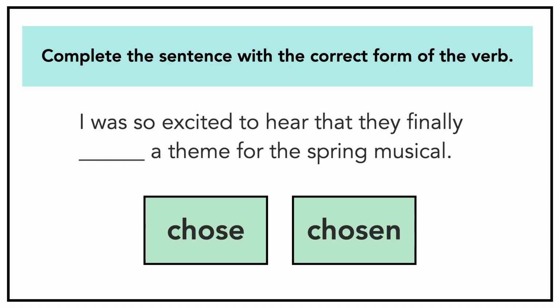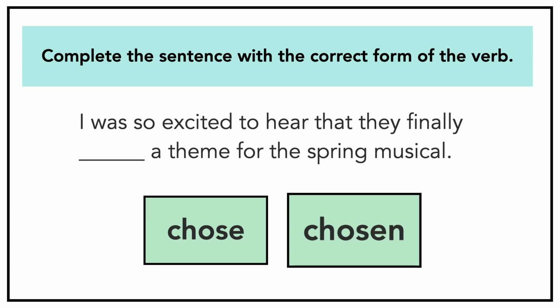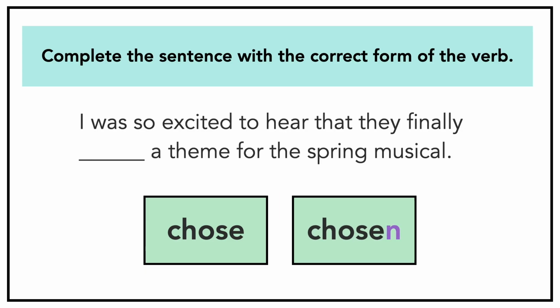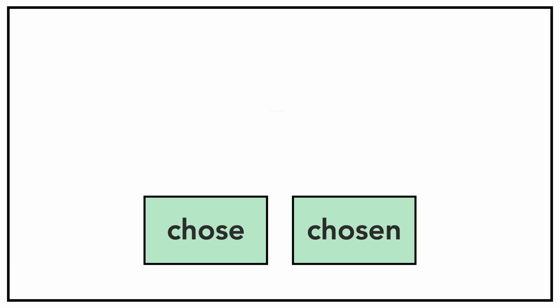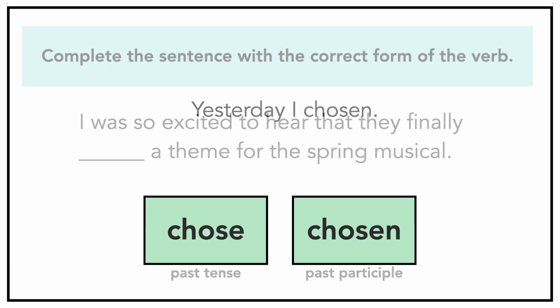If you remember one of our pro tips, you'll notice that chosen ends in "n", which is a likely sign of a past participle. And indeed, that's what we have here. Chosen is the past participle, making chose the past tense. We can also confirm that chose is past tense by quickly trying it out in a simple sentence, like, yesterday I chose. Yep, that's definitely past tense. You wouldn't say, yesterday I chosen.